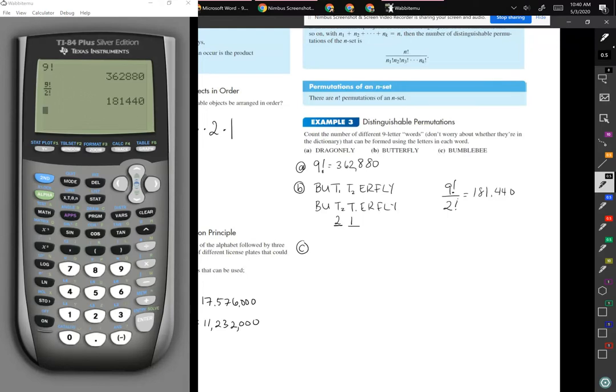Now, bumblebee, again, 9-letter word, so we definitely know that it has 9 factorial on the numerator. We know bumblebee is one of the arrangements, so I'm going to start with that one. But if you take a look, there's 3 B's and 3 E's. So let's just focus on one of them for now.